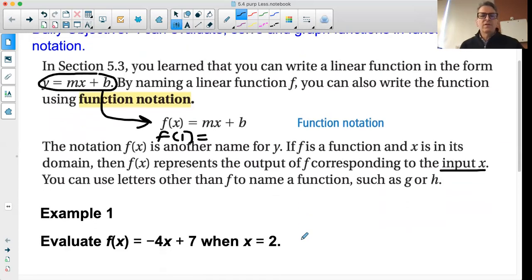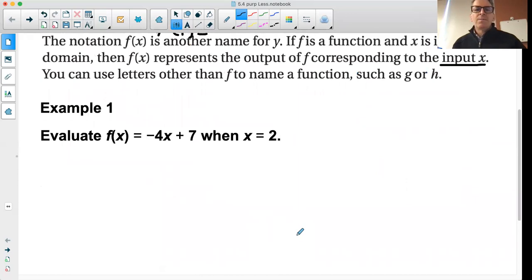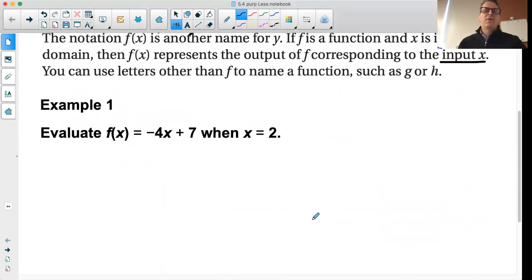All right, let's take a look at example 1. A lot of this is going to come fairly quickly to you because you're going to say, well, we've done this before, and it's really true. So what we're asking you to do here in number 1 is to evaluate f at x equals negative 4x plus 7. Evaluate f at x equals negative 4x plus 7 when x equals 2.